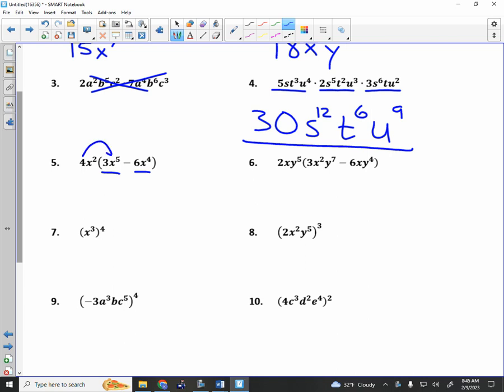We distribute this here, and we distribute this here. And notice how we get 4 times 3 is 12, x to the 7th, subtraction, 24, x to the 6th. Go ahead and try number 6 on your own.